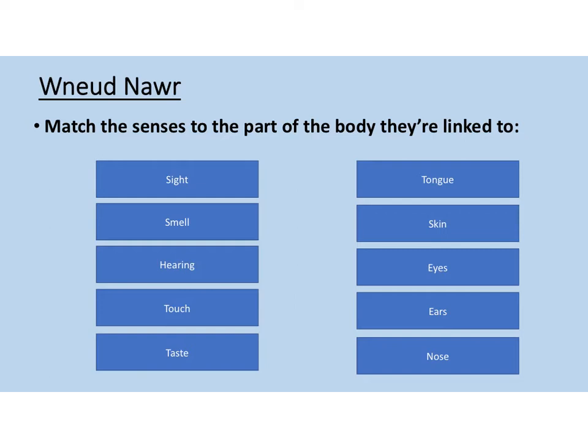Okay, so hopefully you've answered that. For sight, we use our eyes. For smell, we use our nose. For hearing, we use our ears. For touch, we use our skin. And for taste, we use our tongue. Okay, so there's 5 answers there, so give yourselves a mark out of 5 if you got those right.